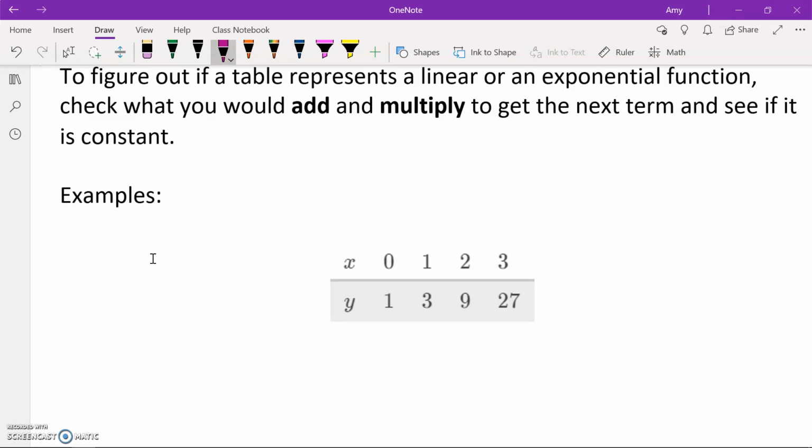So the first thing that you do want to check is that your x's are changing by the same amount, right? So our x's, this is changing by +1, +1, +1. Now those are our inputs. So those aren't going to tell us if it's exponential or linear, but it will let us make sure that we have all of the outputs that we need.